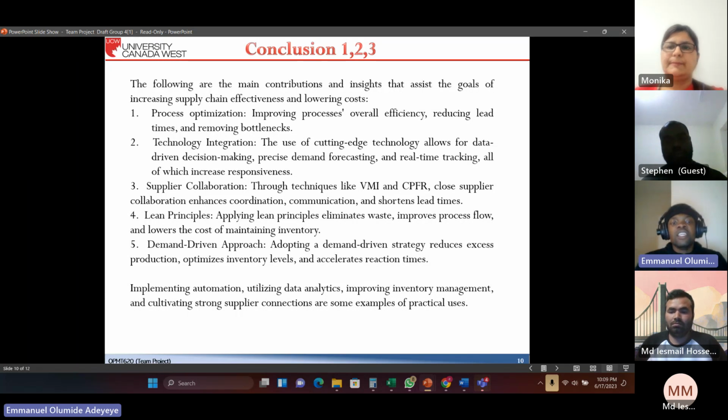Then look at the lean principles. By applying the lean principles, this eliminates waste, improves the process flow, and lowers the cost of maintaining the inventory. And then also, the last but not the least is the demand-driven approach, where we adopt a demand-driven strategy that reduces excess production, optimizes inventory level, and accelerates the reaction time.